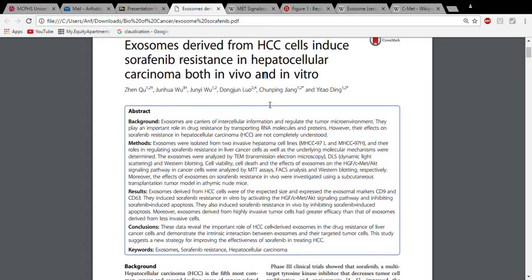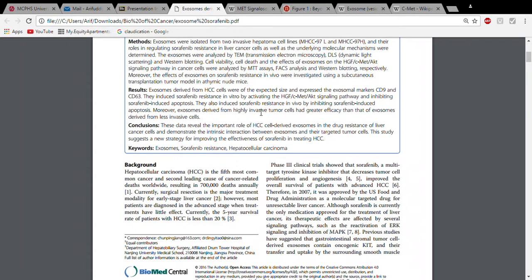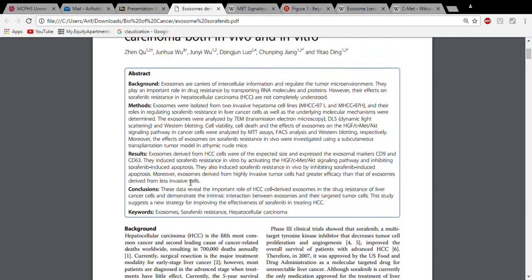So this paper investigates liver cancer, or hepatocellular carcinoma. It cites it as being the fifth most common cancer and the second leading cause of cancer-related deaths worldwide. That's obviously a huge problem.